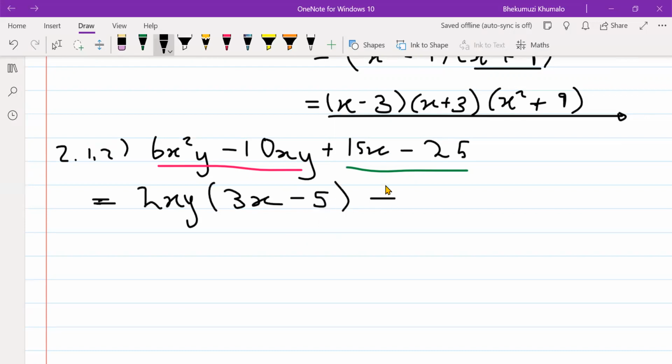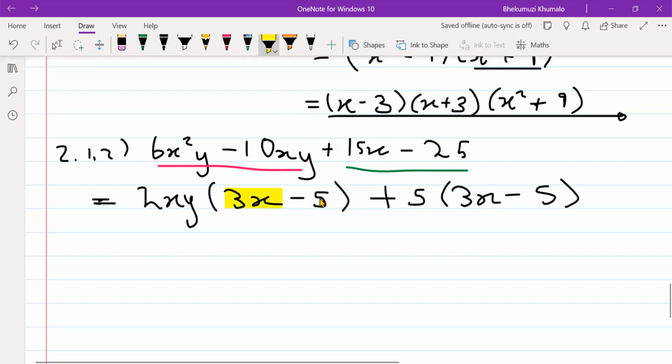Okay. Now we ask ourselves, what is the common factor for 15x minus 25? And that is just 5, right? And that would be 3x minus 5. And just like that, as you can see, this bracket here is exactly the same as that bracket there. So then we move it to the front and we only write one of them.